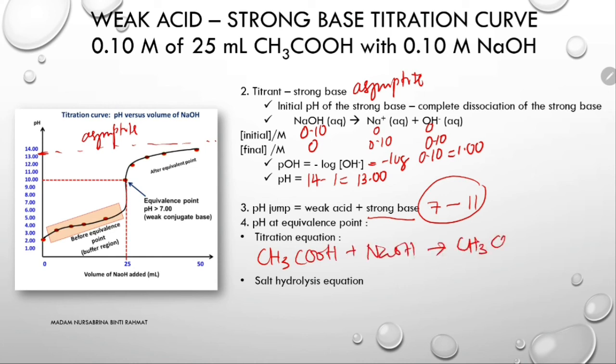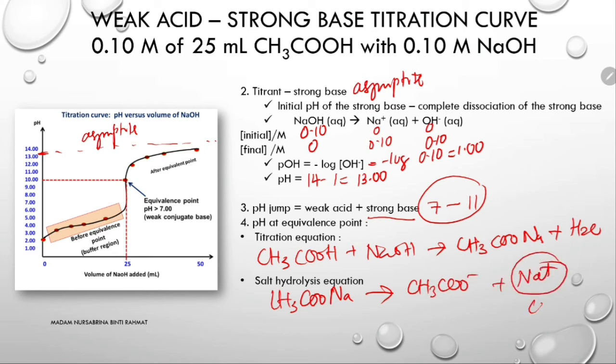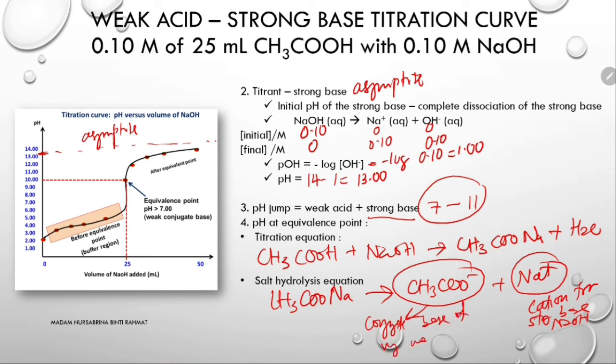So we're going to produce CH3COONa, your sodium ethanoate, plus water. My sodium ethanoate consists of CH3COO negative plus Na plus. Na plus is the cation from the strong base NaOH, so it will not hydrolyze again in water. But this one is the conjugate base of my weak acid, so it will hydrolyze again in water.